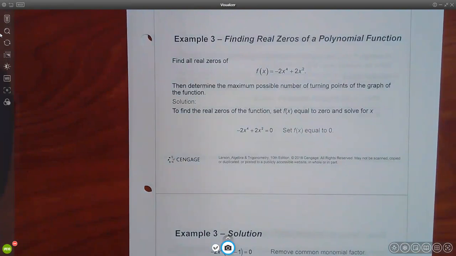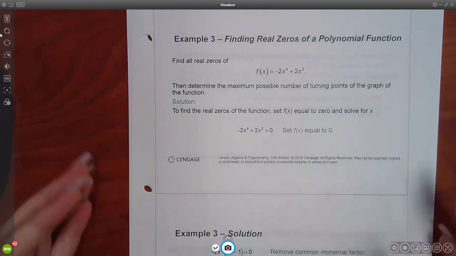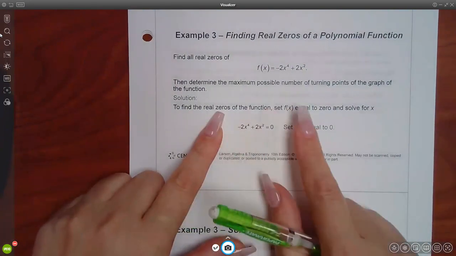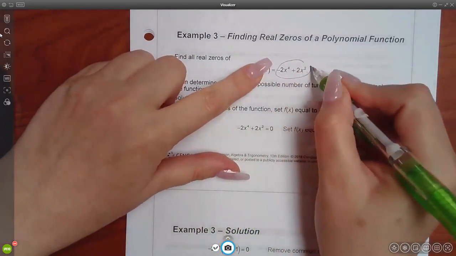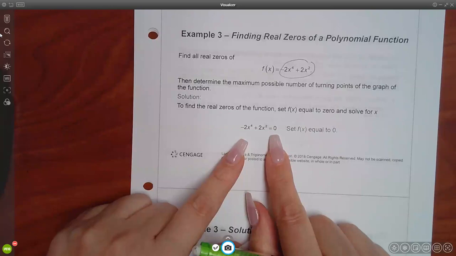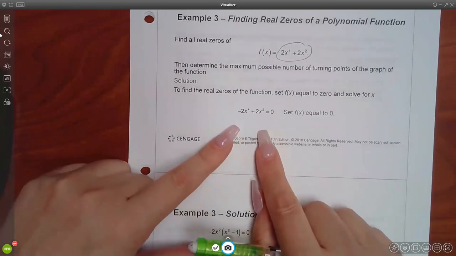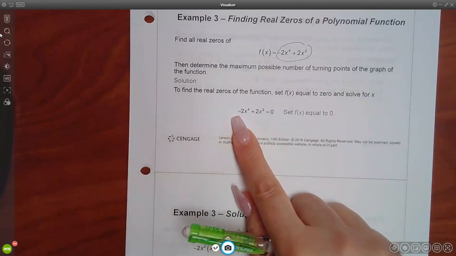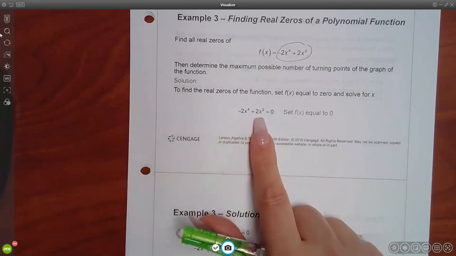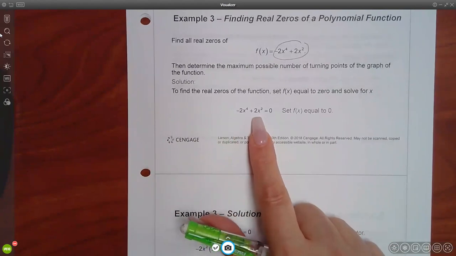So this one says, find all the real zeros, then determine the maximum possible number of turning points for the graph of the function. So remember, to find the zeros, you have to set the function equal to zero. So they're taking this part of the function and setting it equal to zero, and then you would try to solve this. The front number is negative, so I have to factor out a negative. And then what do these two have in common? They have a 2 and an x squared.